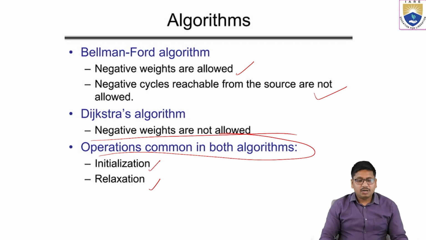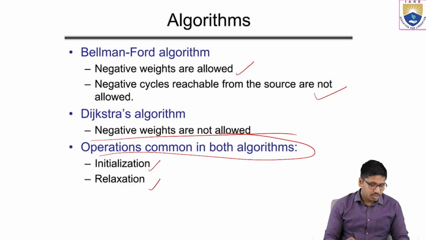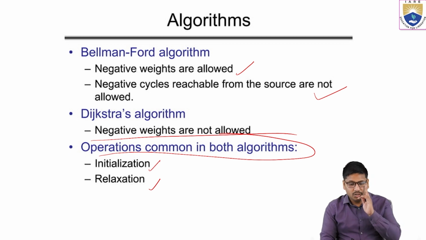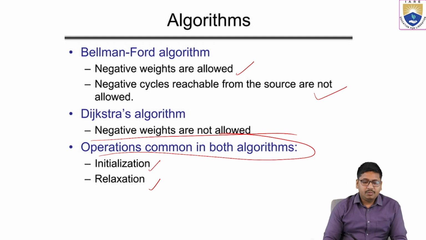So there are different kinds of algorithms available for finding the shortest path. The first one is the Bellman-Ford algorithm, in which negative weights are allowed, and negative cycles reachable from the source are not allowed. When it comes to Dijkstra's algorithm, negative weights are not allowed. But in both algorithms, the common operations are initialization and then relaxation.